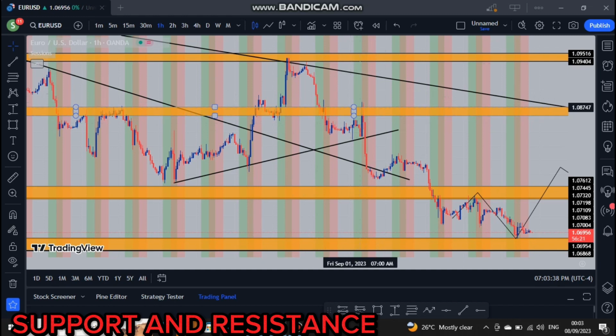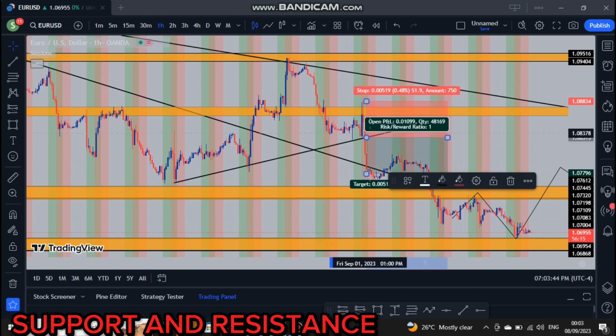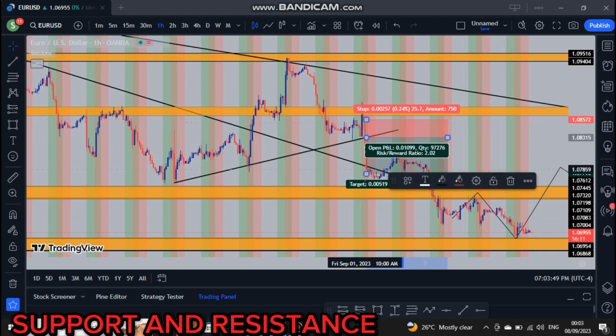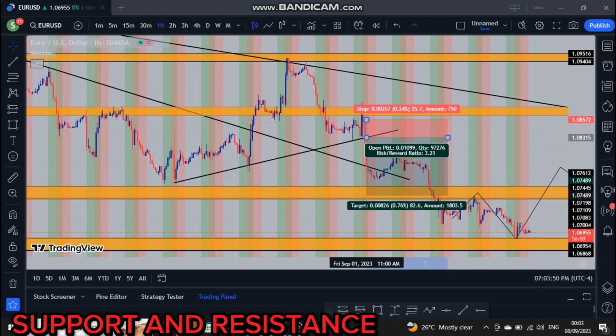New York overlap, break your trend line. From here, you just scale in, enter with full confidence, risk your full 1%.